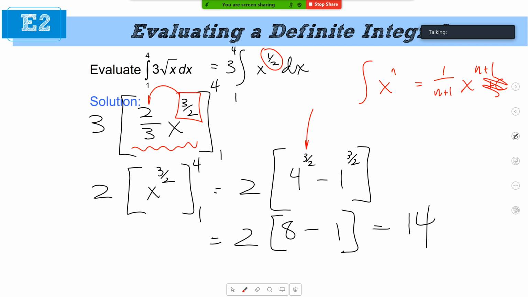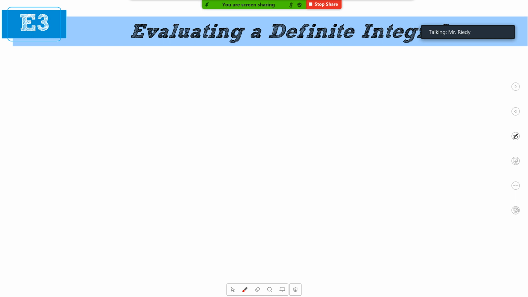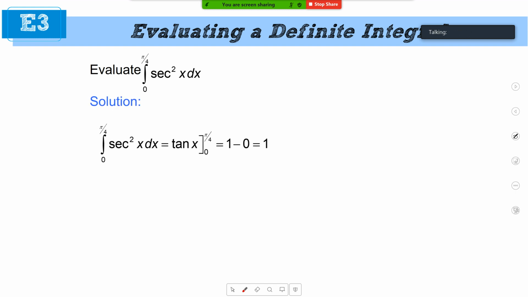Did I get 14? Yeah, good. Okay. Life wouldn't be the same if I didn't include some trigonometry for you. I'm sure you probably don't have them burned into your brain yet, but does anybody remember what the antiderivative of secant squared is? Anybody? Bueller? Is it tangent? It is. Okay. So the antiderivative of secant squared is tangent. We're evaluating from pi over 4 to 0. The tangent of pi over 4 is 1. The tangent of 0 is 0. And we get 1 as an answer.